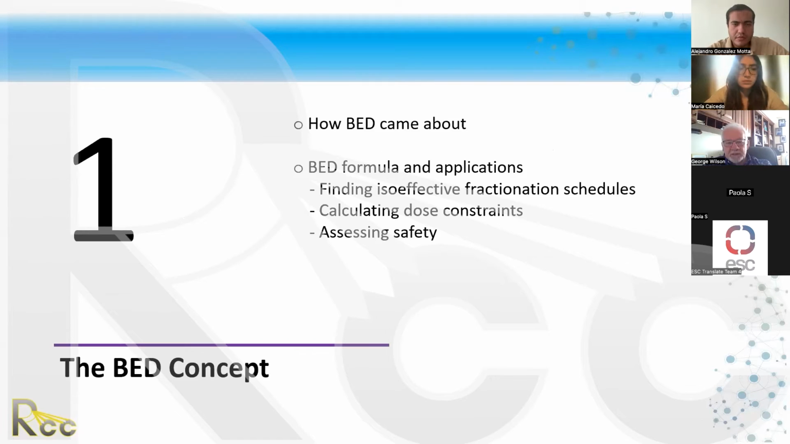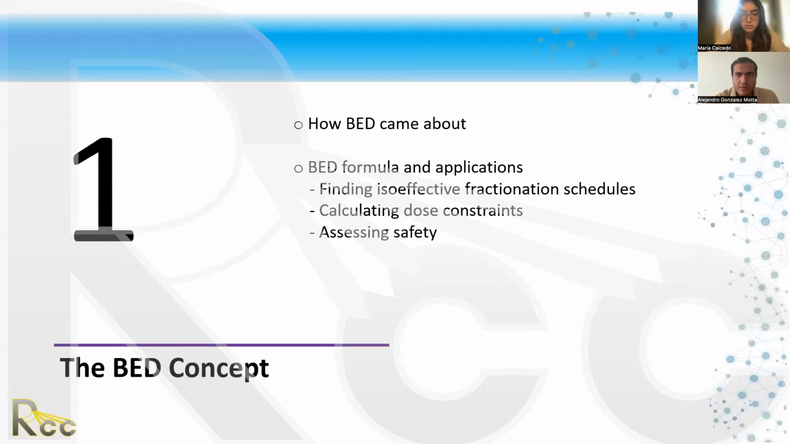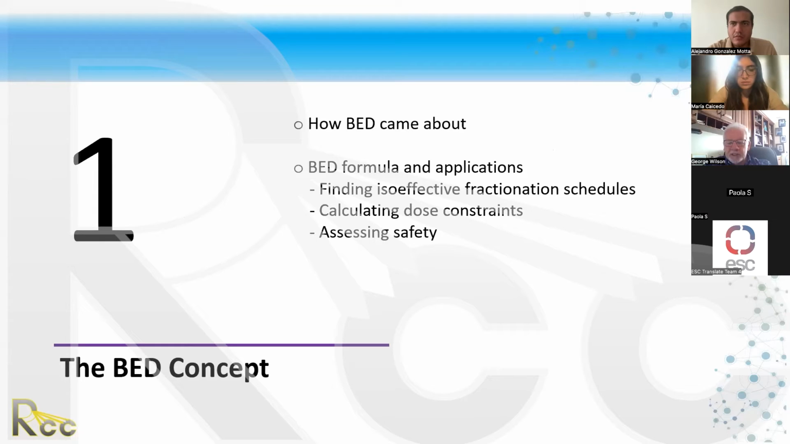schedules. So this is the first part of the talk, and we're talking about the BED concept. I'm going to tell you how it came about. We're going to see how the formulas are derived, and then we're going to find some of the ways of using it, looking at isoeffective fractionation schedules, calculating dose constraints for normal tissues, and assessing safety of fractionation schedules.